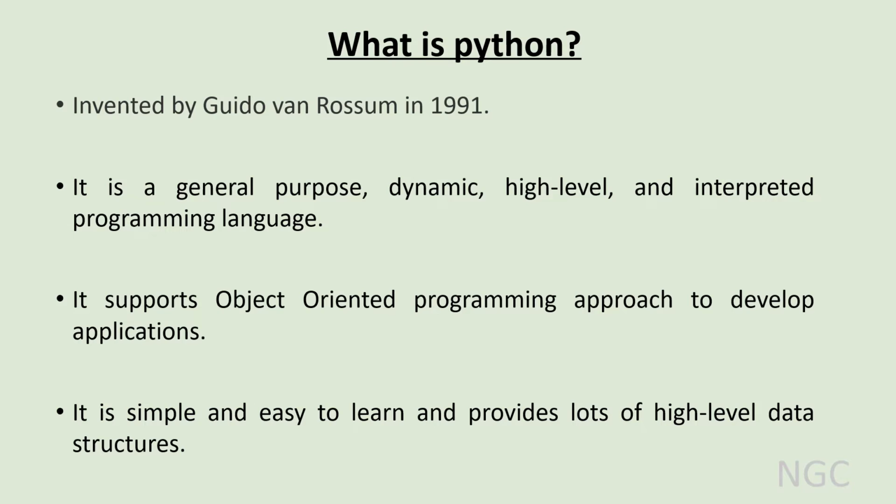If you notice, we call it an interpreted programming language. So what is an interpreted programming language here? In other programming languages like Java, C and C++, we first compile the code and then run it. But in Python, we run it in a single step. So we call it an interpreted programming language. And Python supports object-oriented programming as well. And it also provides lots of high-level data structures.